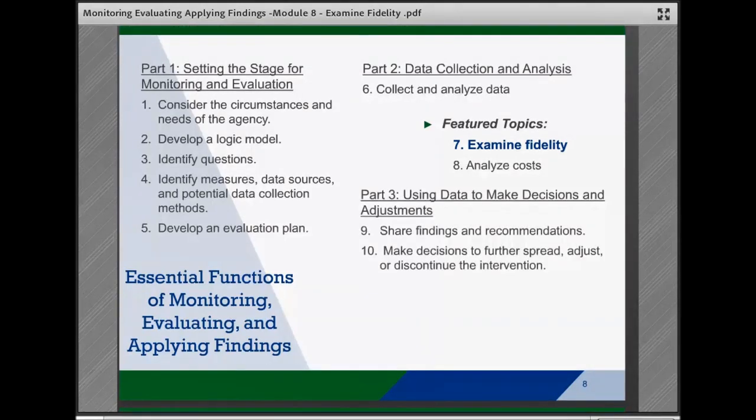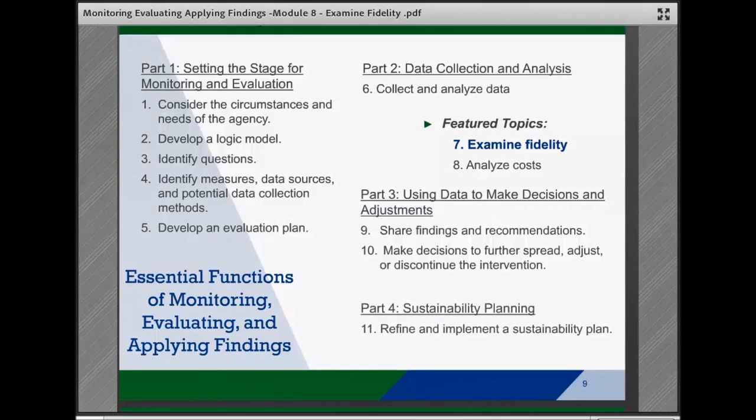Part 3 outlines how to use the data collected to make decisions and adjustments, with 2 functions on sharing findings and recommendations, and then making decisions to further spread, adjust, or discontinue. And Part 4 is on sustainability planning, and how teams should refine and implement a plan to sustain interventions when this is the decision of the team and stakeholder groups. Let's get started.